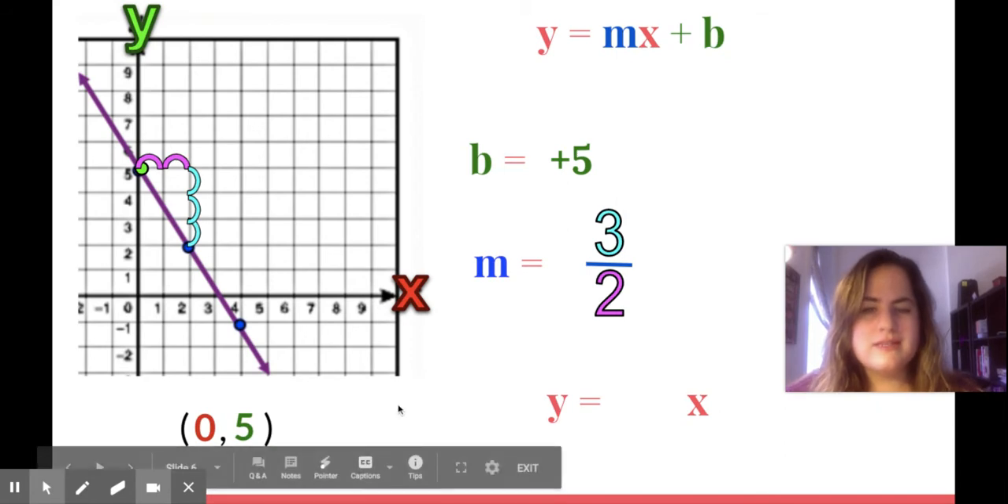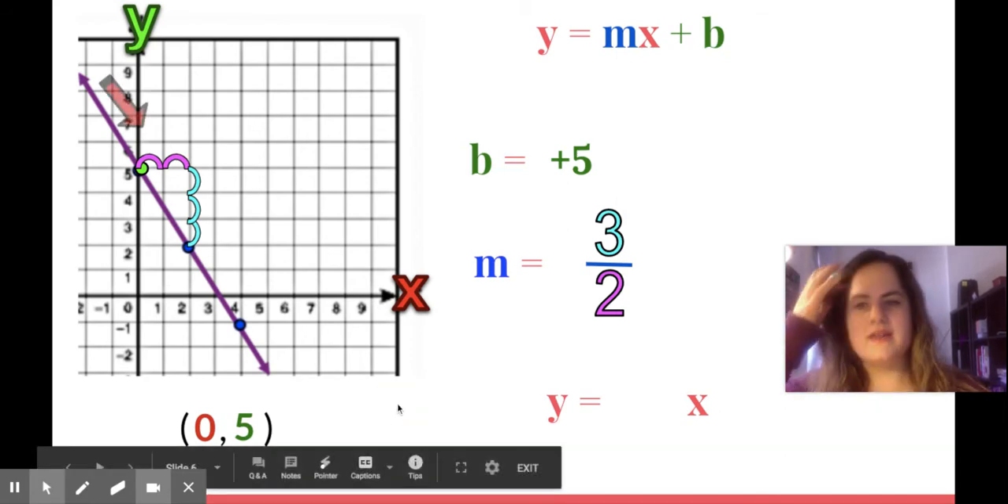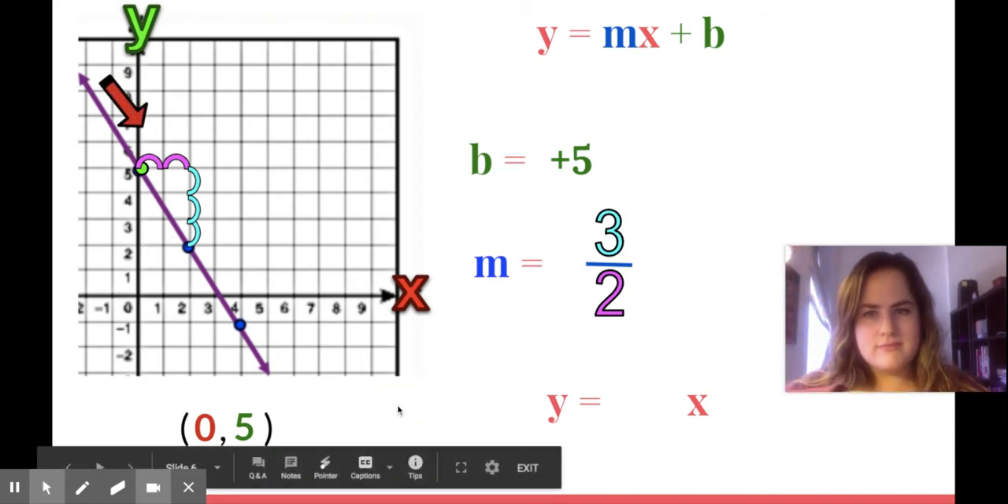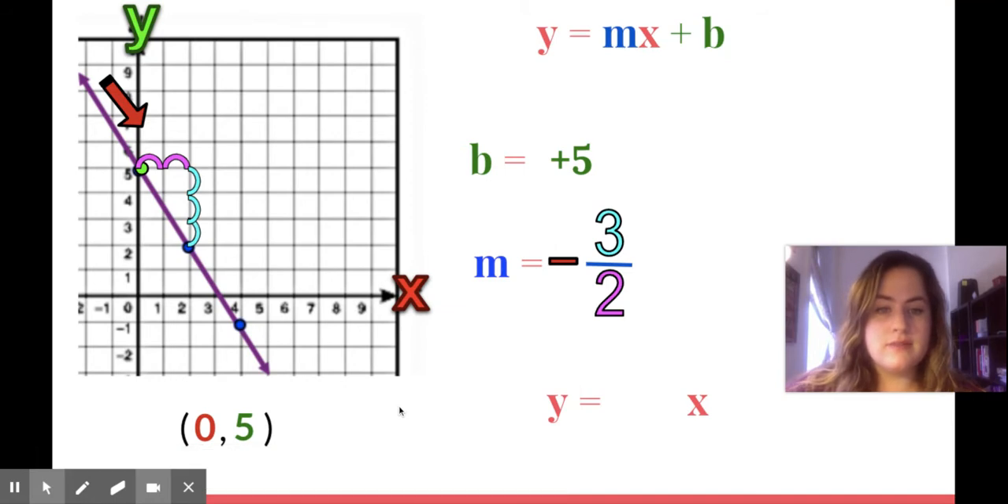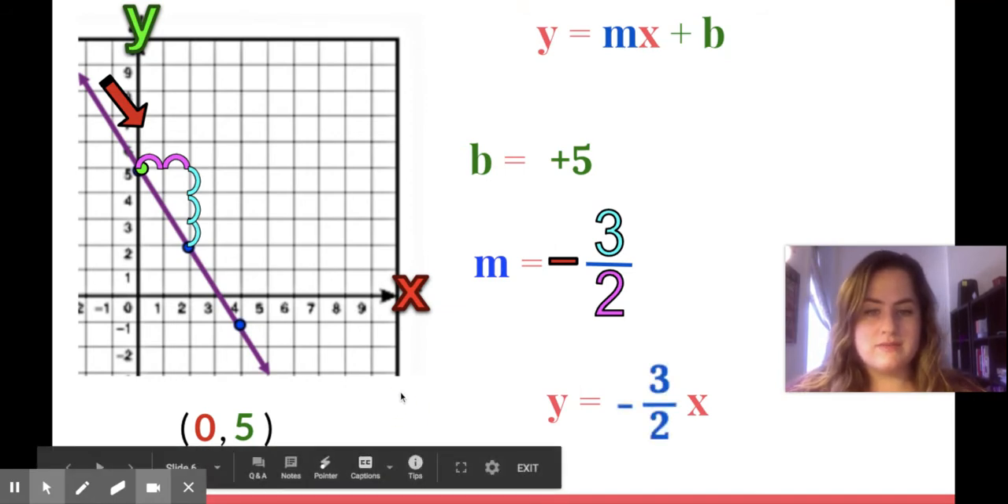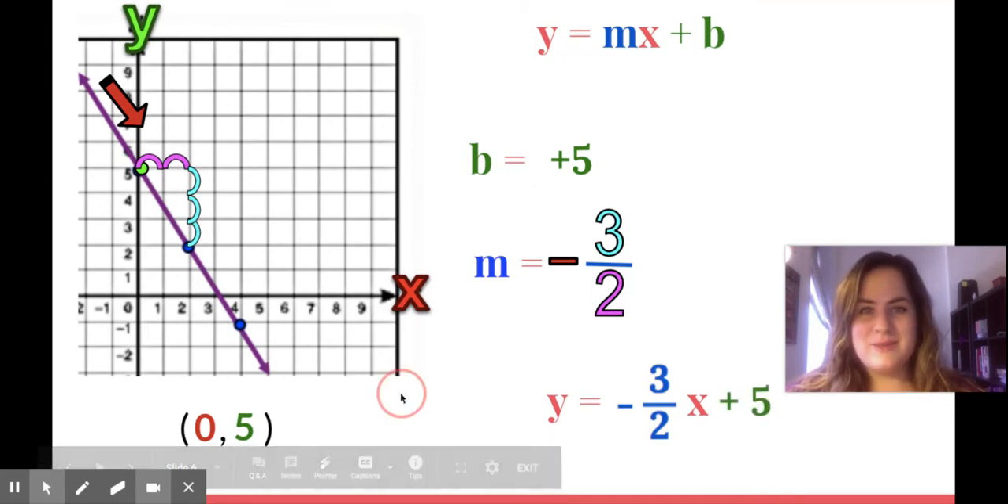However, this line is a little bit different. If you remember from last time, if your line is going downhill, it has a negative slope, so that just means we put a negative sign in front of the slope. And when I'm putting everything together, my slope and my y-intercept, the equation of my line looks like this. y equals negative 3 over 2 x plus 5, and that's it.